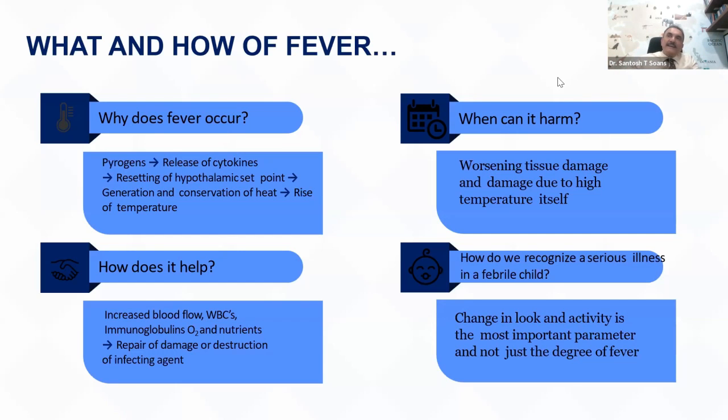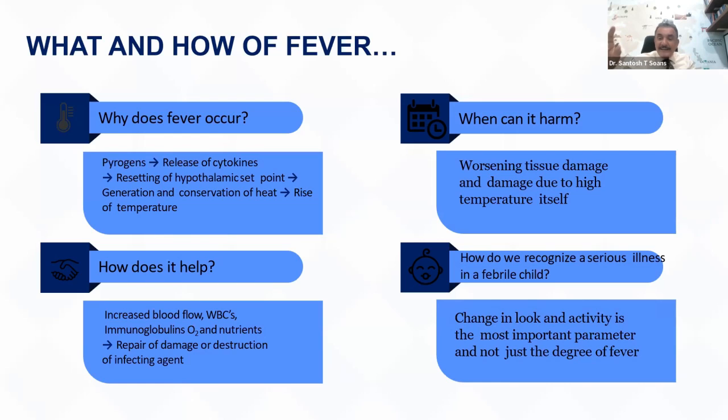But when does it become a problem? Especially in pediatrics, in a child who is between 6 months and 6 years, they can get febrile convulsion. So it is one problem. The problem is not the virus or the bacteria. Most often it is how our body reacts to it. You must have heard in the COVID time that there were a lot of cases of cytokine storm, which resulted in tissue damage because of the high temperature itself.